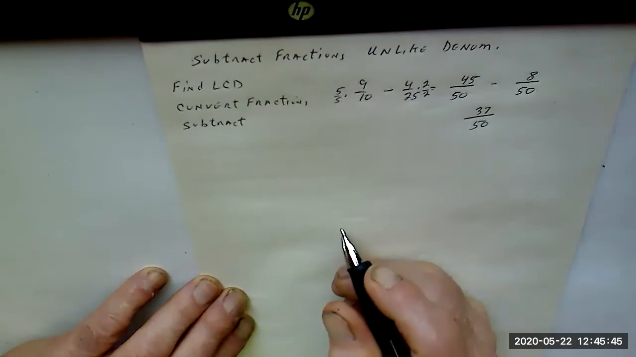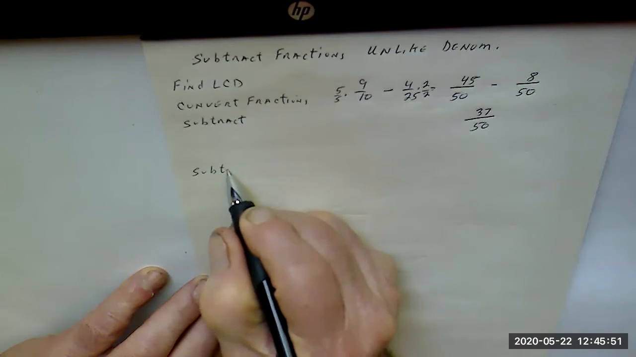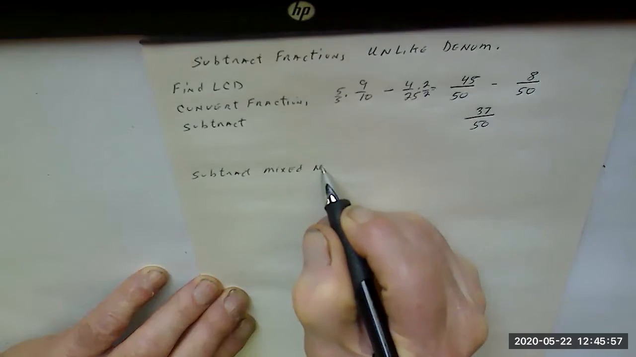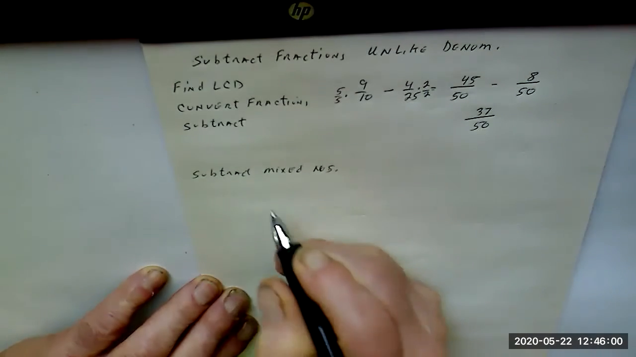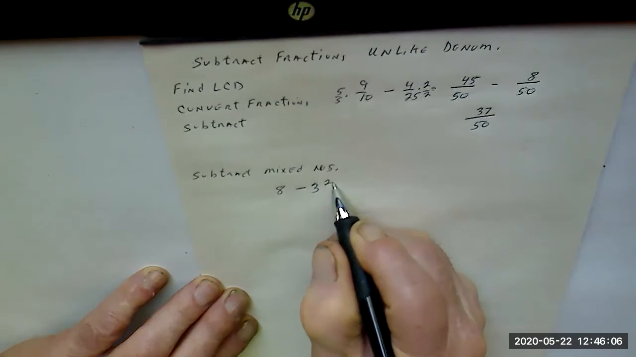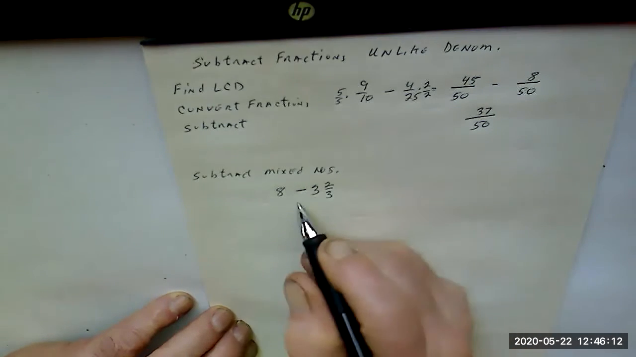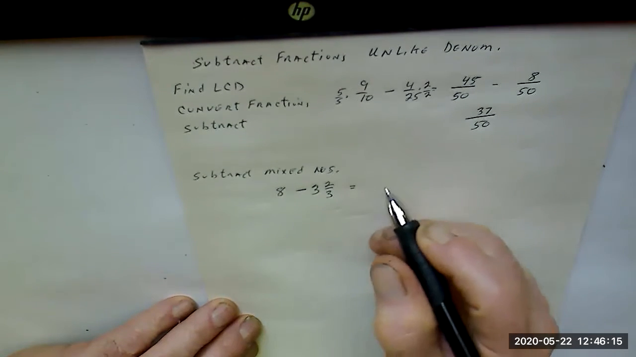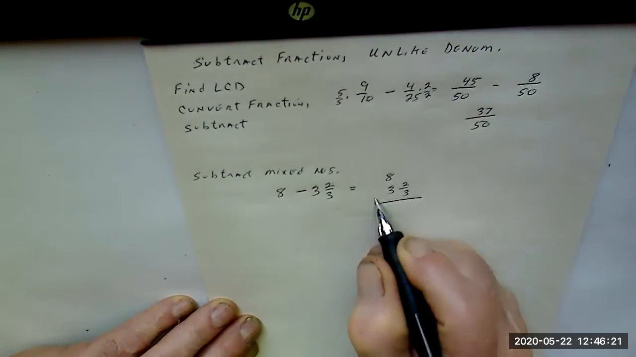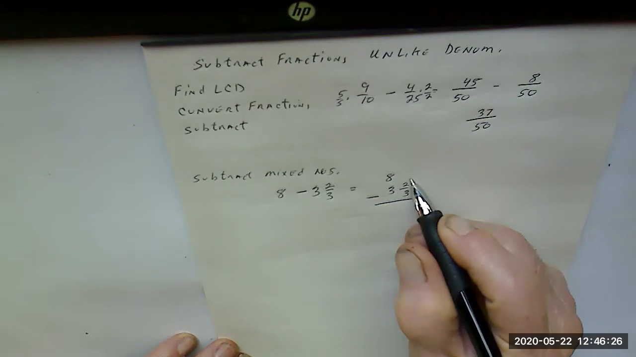Next step, next problem, we want to subtract mixed numbers. For example, we could have the whole number 8 minus the mixed number 3 2/3. I like to do mixed numbers not horizontally, but vertically. I feel it's easier. So you can put the 8 up top, put the 3 2/3 below. We want to subtract. And we're going to subtract fractions first from each other, then the whole numbers.